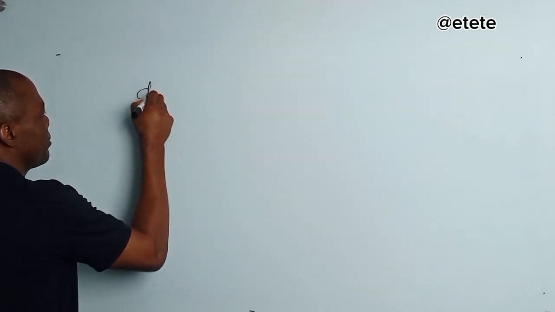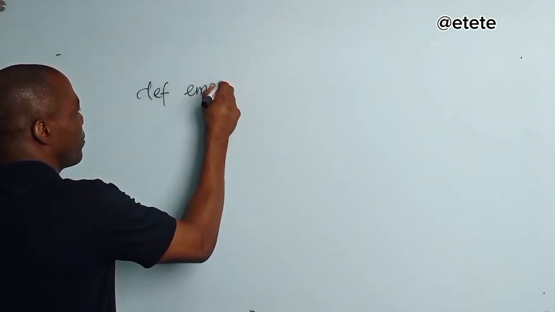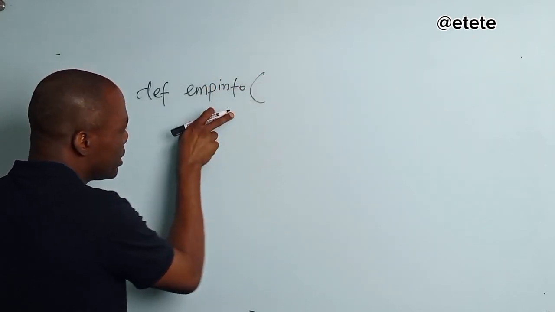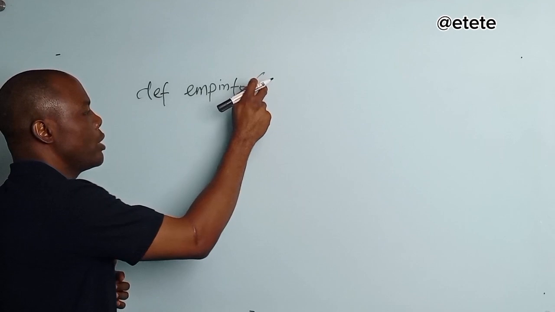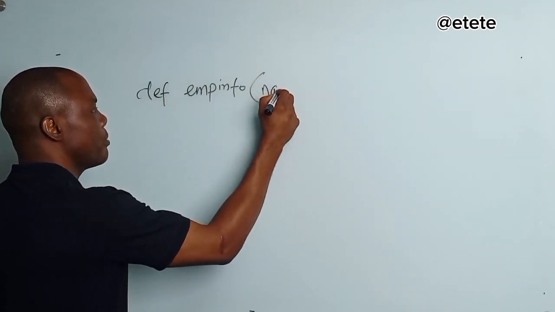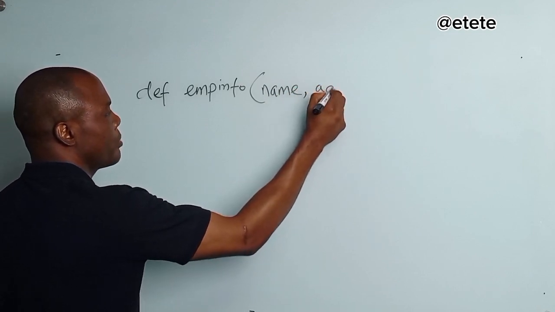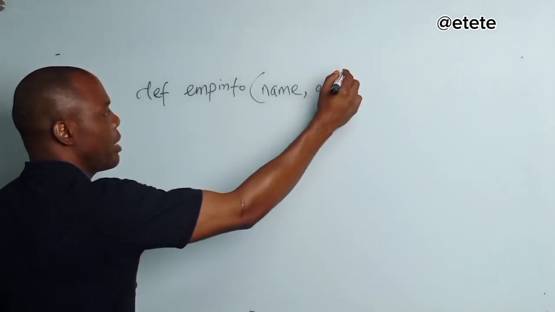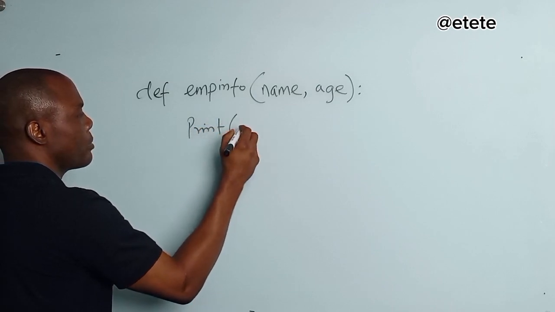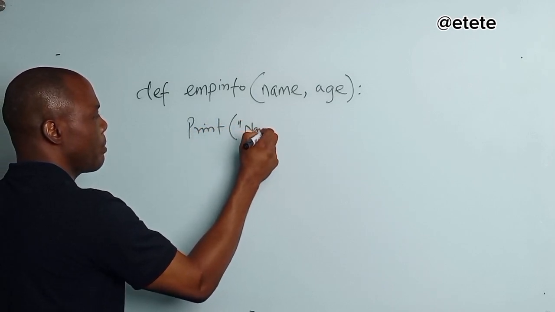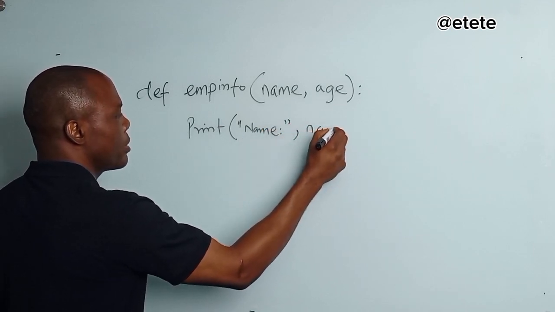We are going to define emp employee info. Okay, so in this function, this is the function name, and this is the defined keyword. In this one now, I'm just going to put the same name, right? And then here I am going to put age. So I'm not going to make it default this time around. Then I will say print name, and then we'll supply name to it.